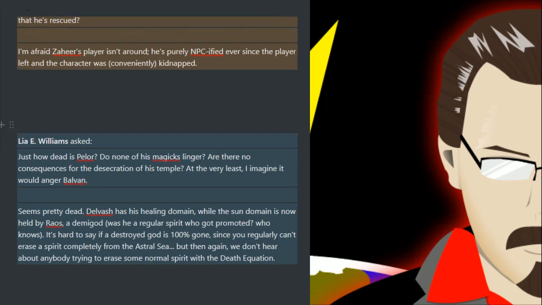Leah E. Williams asked, just how dead is Pelor? Do none of his magics linger? Are there no consequences for the desecration of his temple? At the very least, I imagine it would anger Balvan. Seems pretty dead. Delvash has his healing domain, while the sun domain is now held by Raus, a demigod. Was he a regular spirit who got promoted? Who knows? It's hard to say if a destroyed god is 100% gone, since you regularly can't erase a spirit completely from the astral sea. But then again, we don't hear about anybody trying to erase some normal spirit with the death equation.